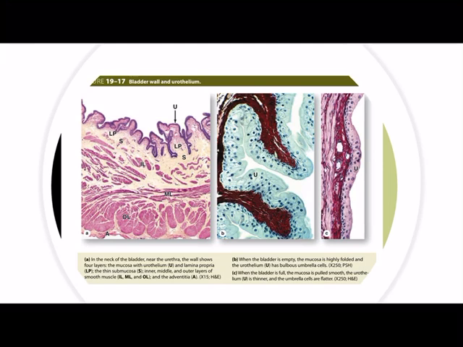So when the bladder is empty, without urine, the mucosa is highly folded, and the urothelium has bulbous umbrella cells. So you would see here, the letter U would have a bulbous umbrella cell. And then when the bladder is full, these folds will elongate. Look at the U here, in the pinkish stained microscopic picture of your bladder. When the bladder is full, the urothelium will be thinner and your umbrella cells will be flattened. So the U is your umbrella cells.